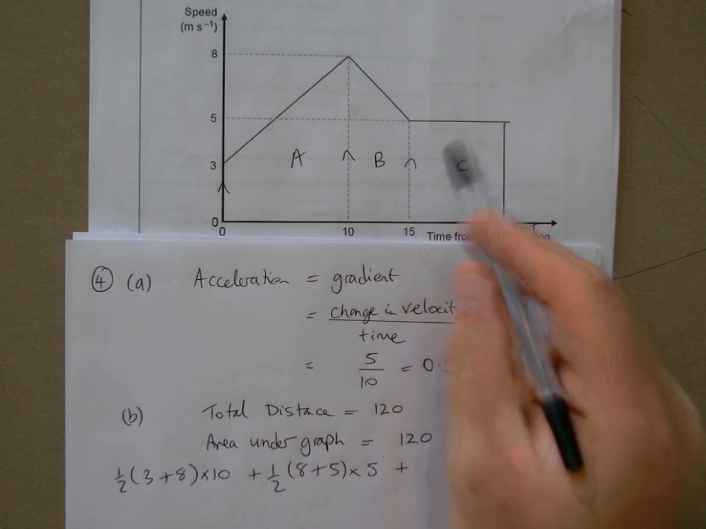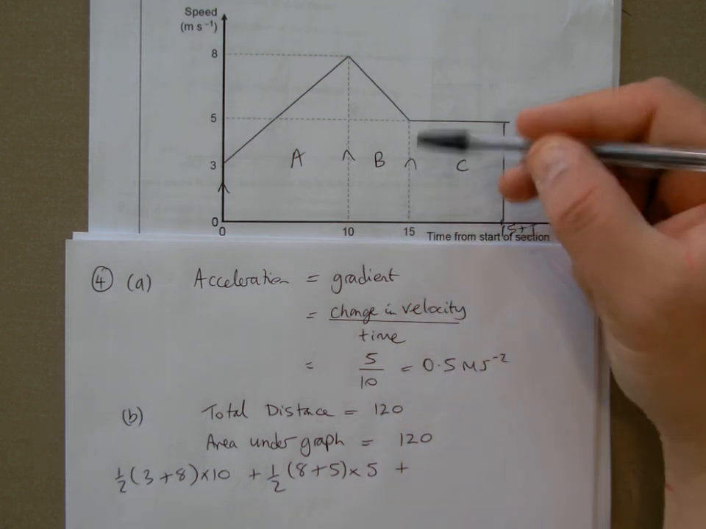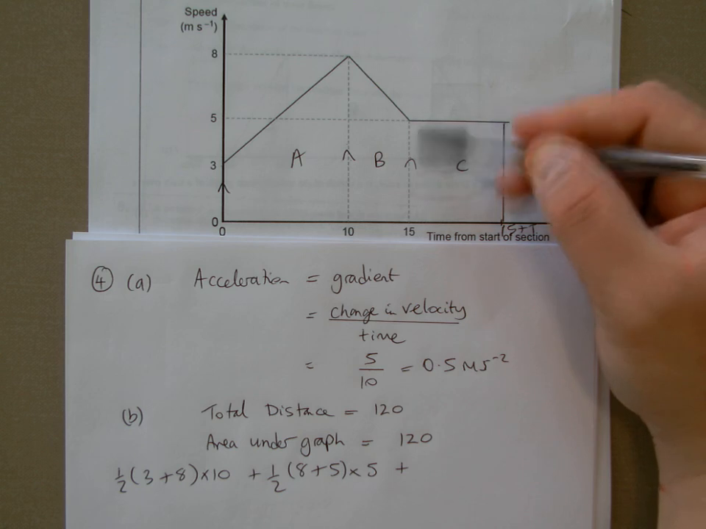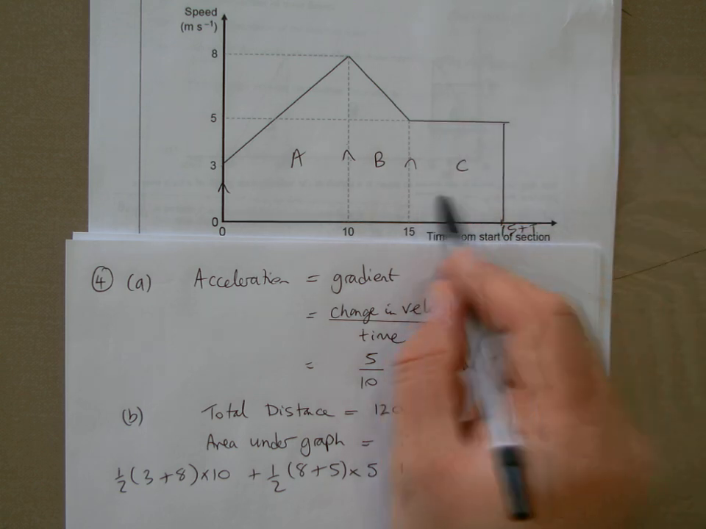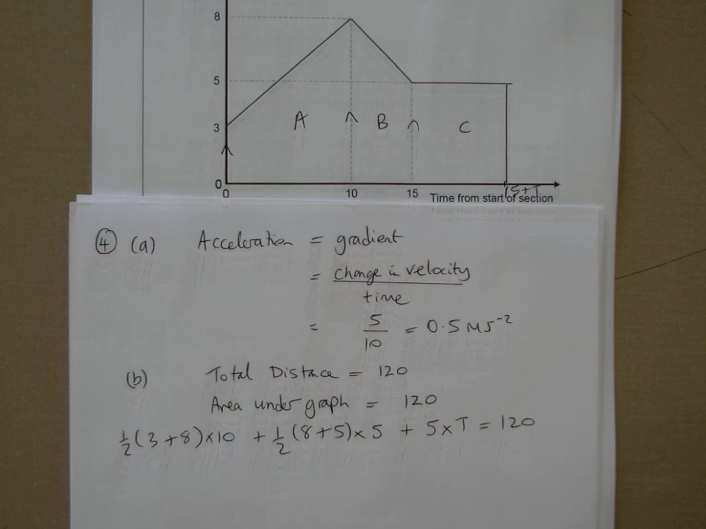Plus this area. Now this area is a rectangle, so it's just length times width. We know the length here is 5, but the width is t, isn't it? That was the extra t seconds. So that'll be 5 times t, and that equals 120. So all you've got to do is use a calculator. We'll work each of these out.